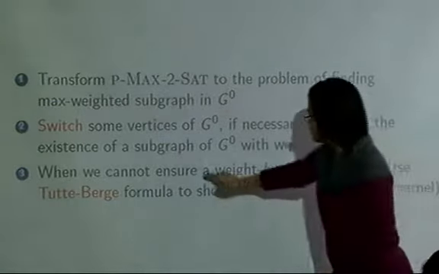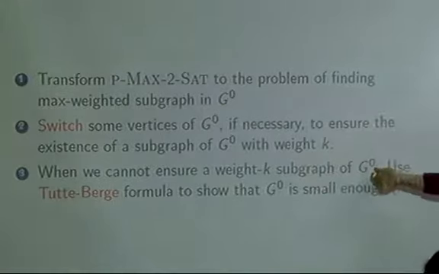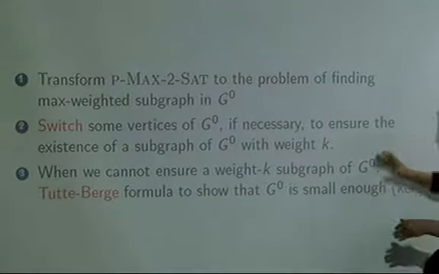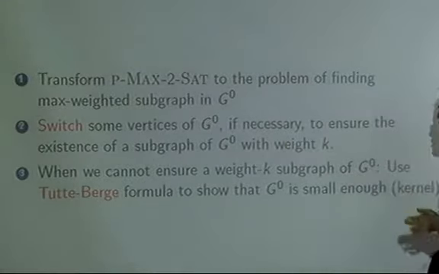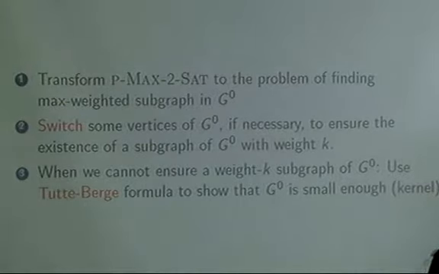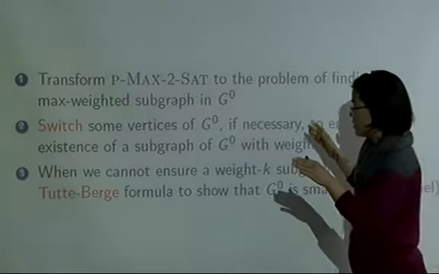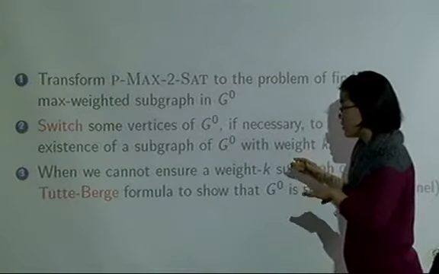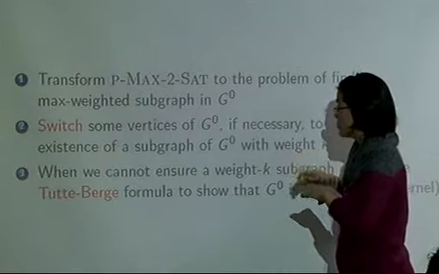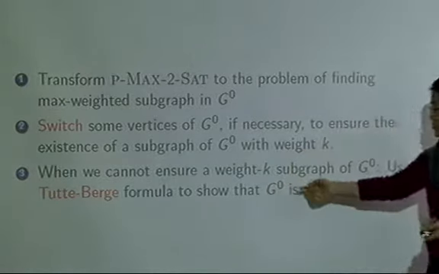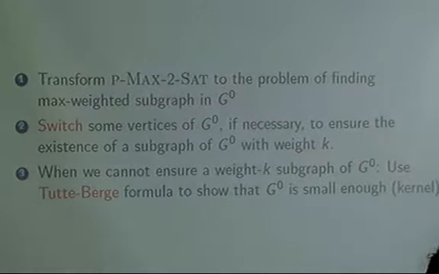And if you cannot ensure the weight k subgraph of G0, then we can also show that the maximum size of a matching is less than k. And using this information, we can bound the number of vertices in G0, which gives us a kernel.